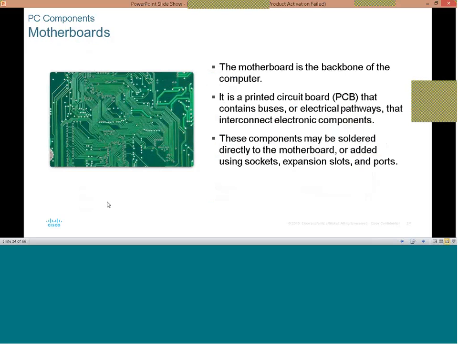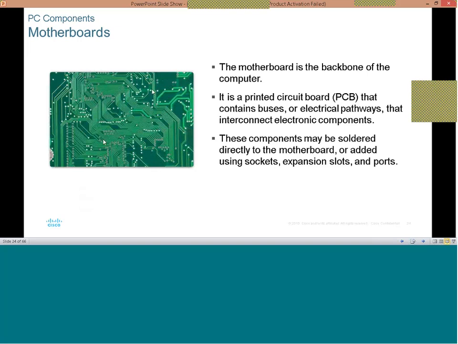Okay, so the motherboard is the backbone of the computer. Without a computer motherboard, there's no computer. It is a printed circuit board that contains your buses. When we say buses, we're talking about the pathways, like I said, or electrical pathways that interconnect electronic components. So you can see those tiny wires, those tiny lines you're seeing here. They are the paths that help to carry the signals and power those devices. These components may be soldered directly to the motherboard or added using sockets, expansion slots, and ports.